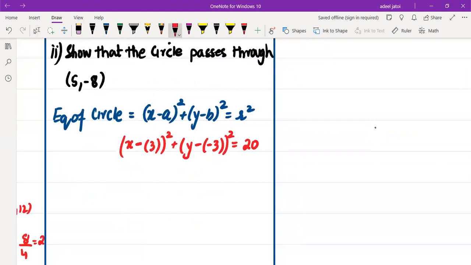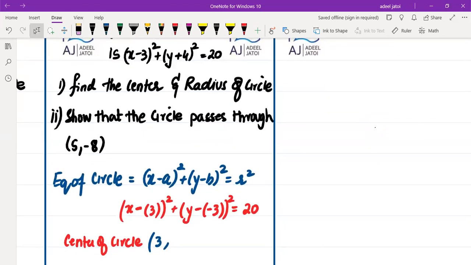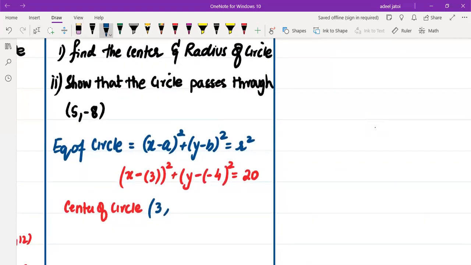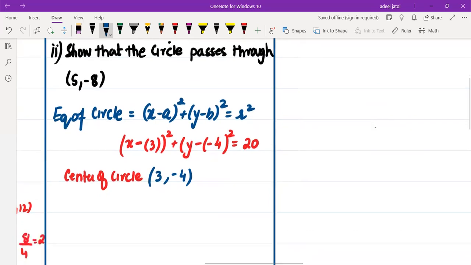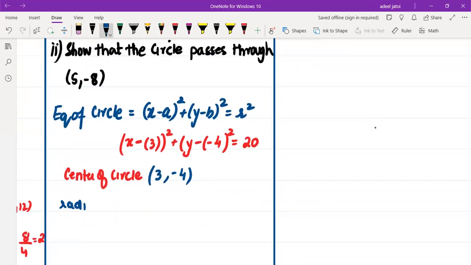So, just to have the form available, your center of the circle will be written as (3, comma, I'll just correct this, 4). So your center of the circle will be (3, negative 4), because of the change of signs, because of the negative value. Now, writing down the radius. The radius is given as 20, so r square is equal to 20.